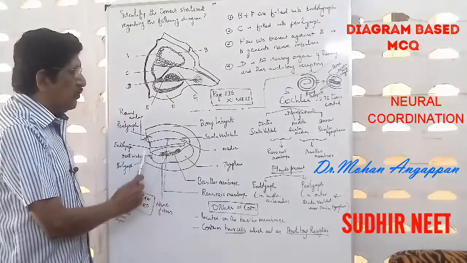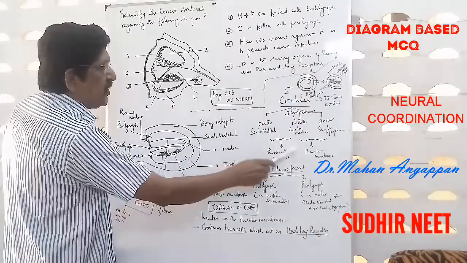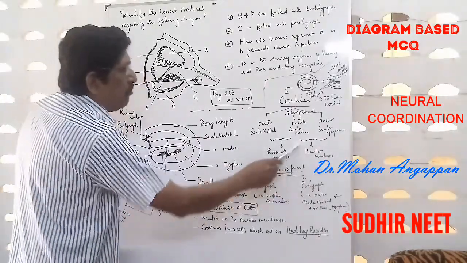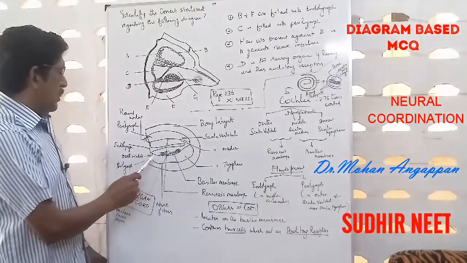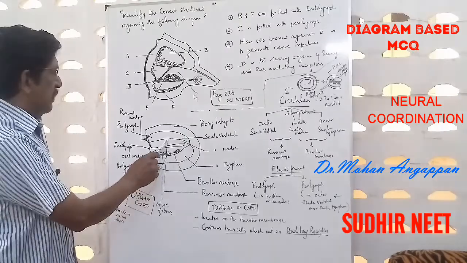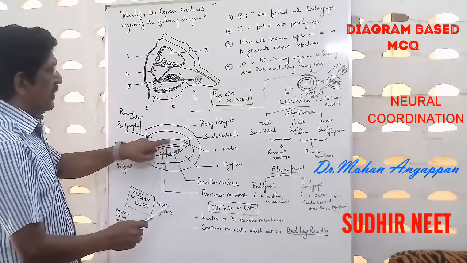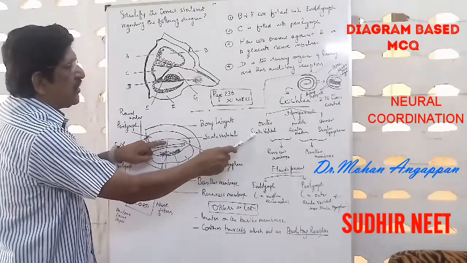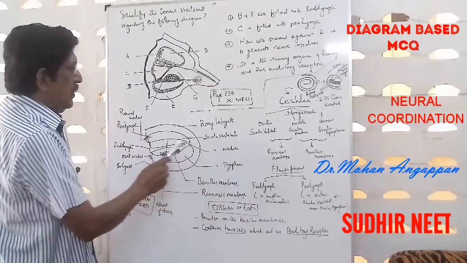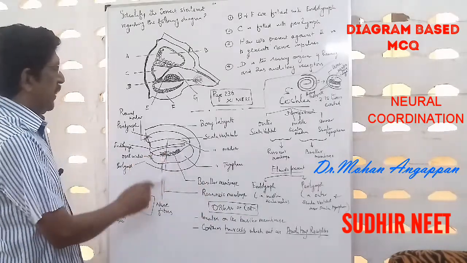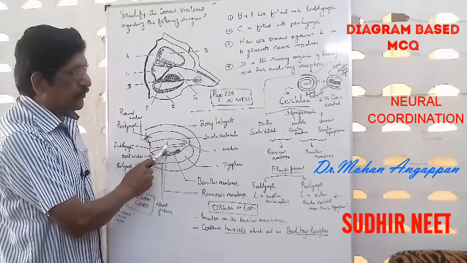These are the three compartments divided by two membranes. One is the Reissner's membrane and another one is the basilar membrane. So this is the Reissner's membrane. You can see the membrane here. This membrane is in between the outer scala vestibuli and the middle scala media. It separates the scala vestibuli from the scala media.